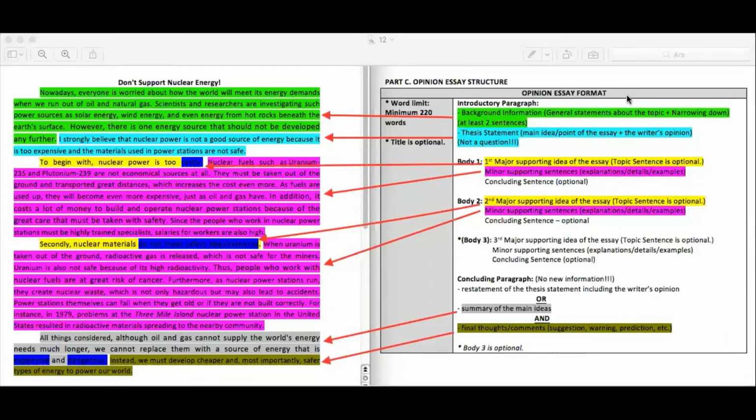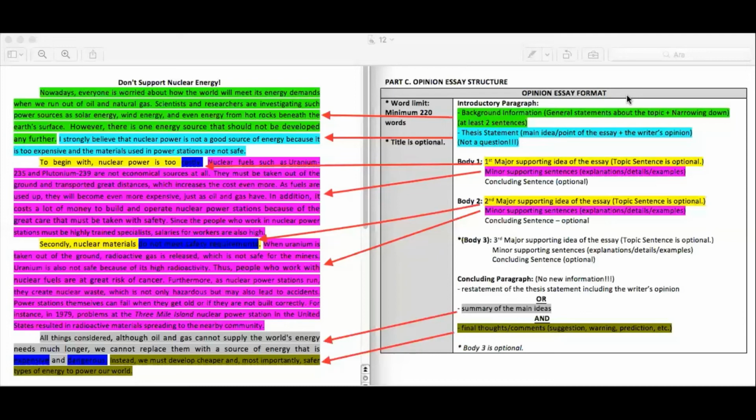So it tells us the current situation of world's energy sources and why scientists and researchers are looking for some alternative power sources such as solar and wind energy. And it leads us to a very specific source of energy. It is nuclear energy, which is the topic of the essay. So you can obviously see the narrowing down.